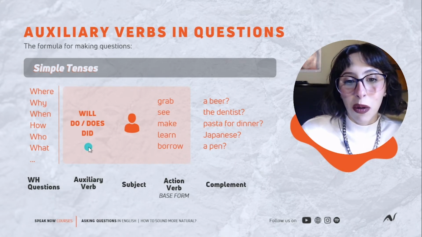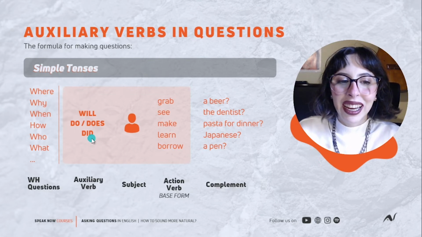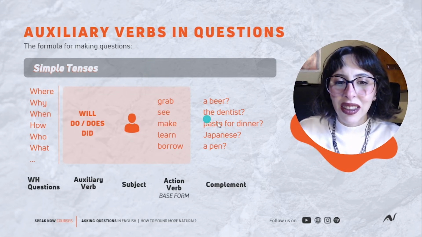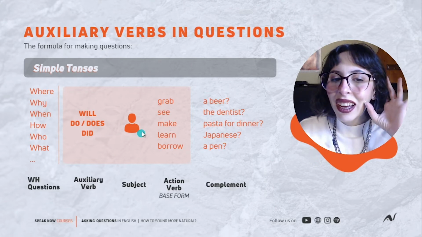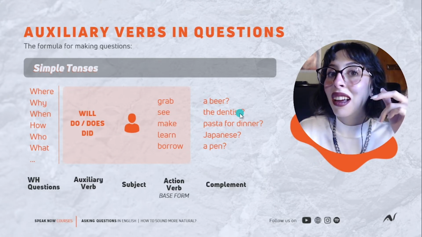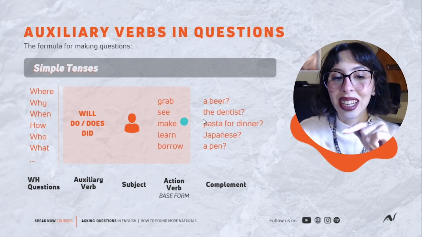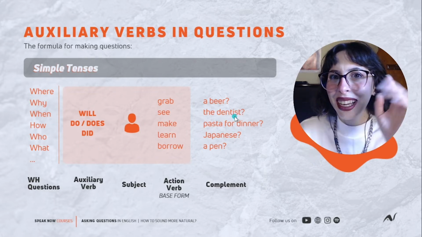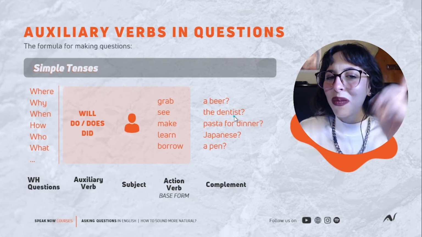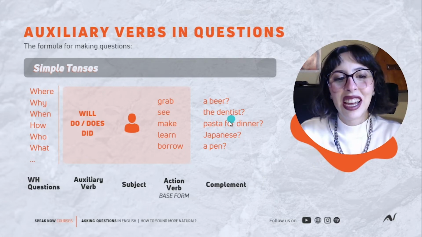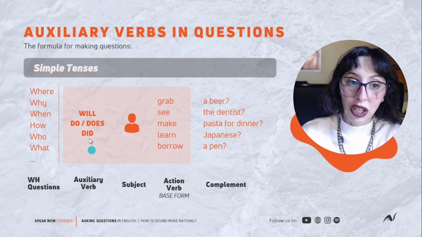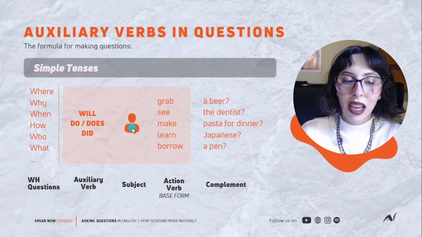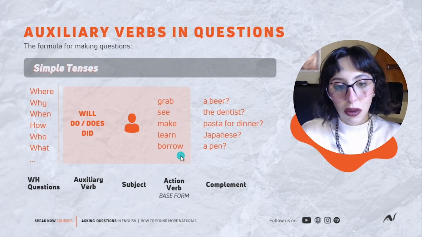And I want to create a question about the past. For example, did you see the dentist? Repeat after me. Did you see the dentist last week? Your turn. Don't forget last week. Did you see the dentist last week? Repeat. Okay, great. So you see how the auxiliary verbs are always in this position, anticipating the subject, and after that you include the action verb.